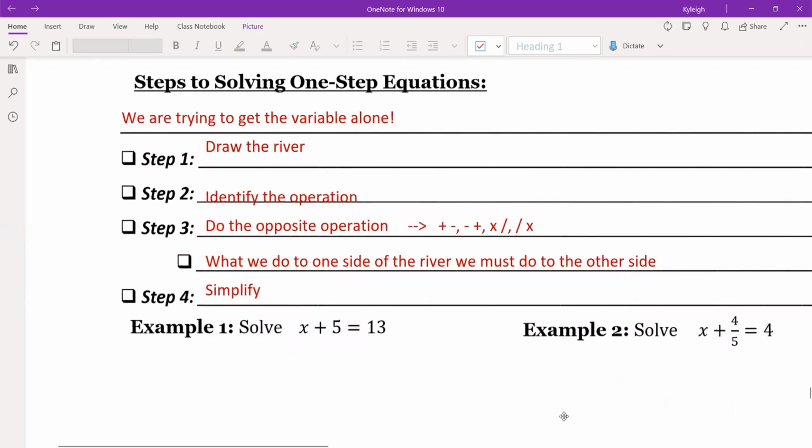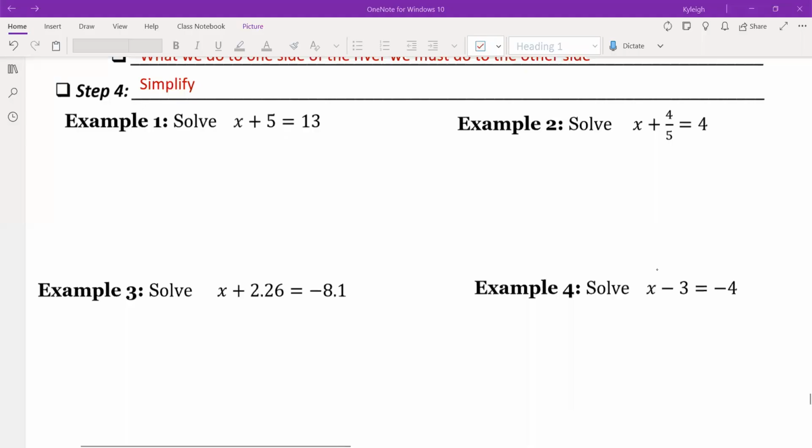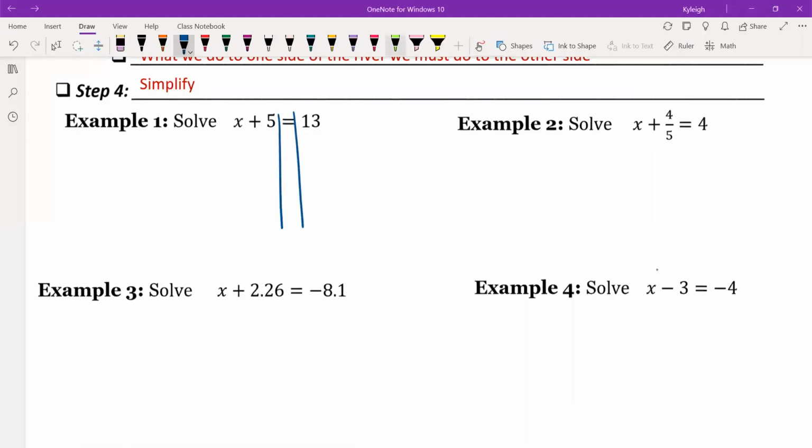Okay, so looking at example 1. We said the first thing we do is draw the river, and then we identify what operation is happening. This is addition, so the opposite of addition is subtraction. So I'm going to subtract 5, not just on this side, but also on this side. And then 5 minus 5 cancels. We get x equals, and then 13 minus 5 is 7.